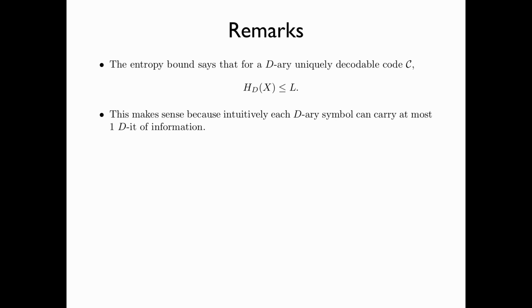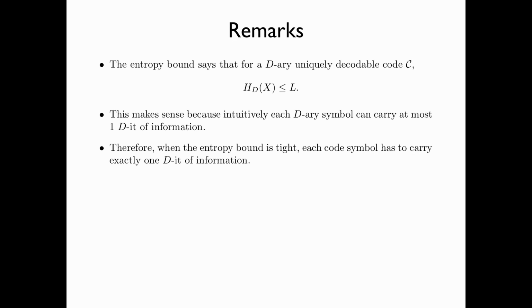Here are a couple of remarks. First, the entropy bound says that for a theory uniquely decodable code, the theory entropy of the source is at most equal to the expected length of the code. This makes sense because intuitively, each theory symbol can carry at most one bit of information. Therefore, when the entropy bound is tight, each code symbol has to carry exactly one bit of information.